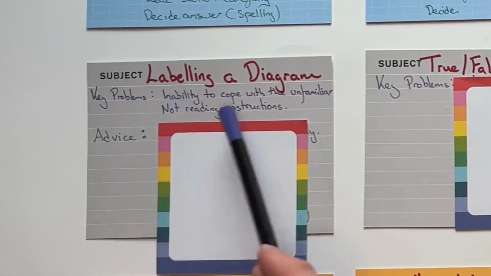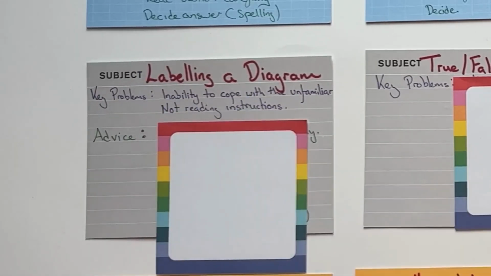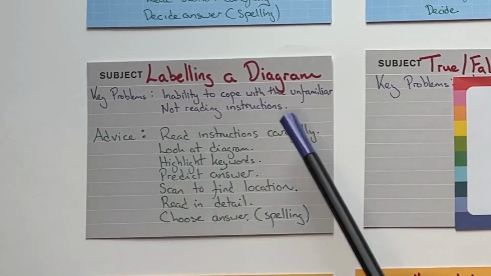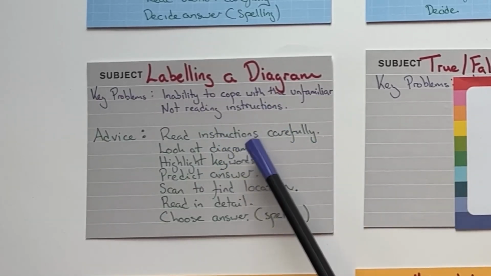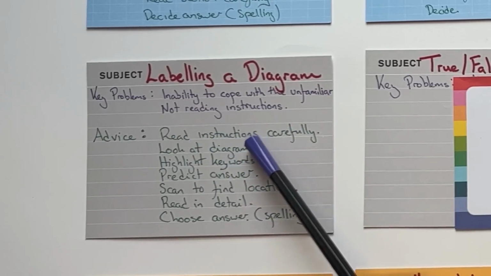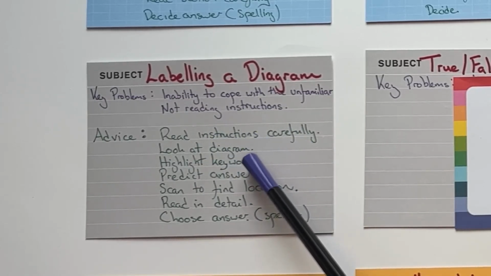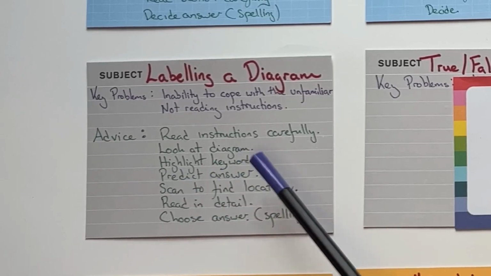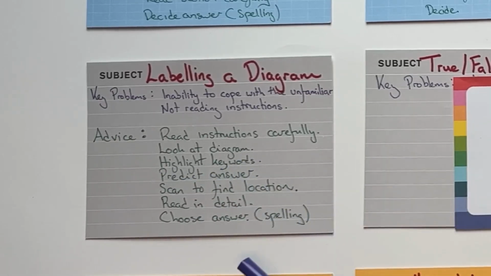All right, and also not reading the instructions. Often it will say only use 1 word or 2 words or 1 word and a number or something like that. You need to pay attention to this. So of course, read instructions carefully, look at diagram to understand the diagram, and don't panic. Continuing to look at the diagram, highlight any keywords. Look at the spaces that you have to complete and predict the answer, just like you were predicting before. Scan to find the location, read in detail, and choose the correct answer. And be careful with your spelling.